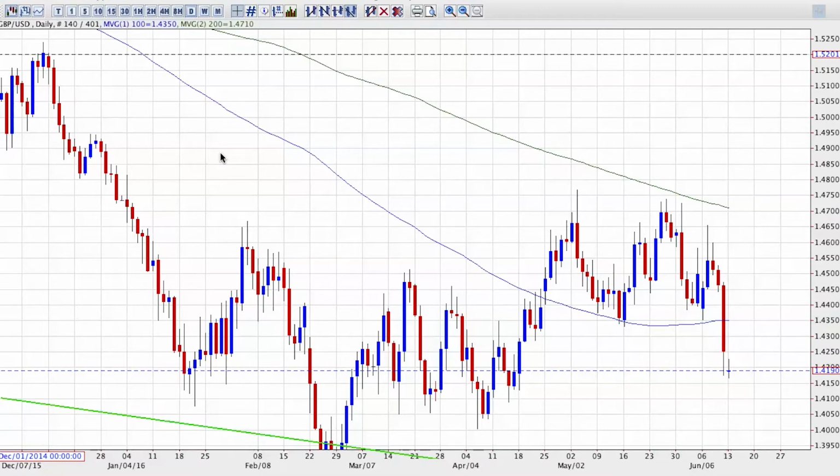As we move towards a British referendum vote on June the 23rd, I'm going to be taking a look at the currencies that are going to be most affected by that vote, namely the British pound and also the euro currency. Today I'm going to be having a look at the British pound against the US dollar. I'm going to be having a recap of what's been happening in the last few days, and also I'm going to be identifying some key technical levels.